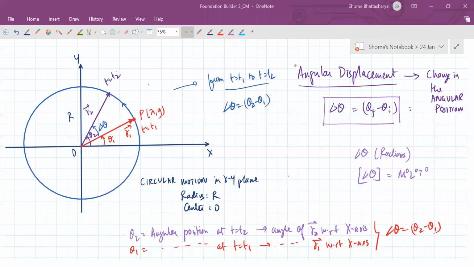So if something, for example, goes from an angular position of 30 degrees to, let's say, 45 degrees, then we'll say angular displacement is 15 degrees. Sorry, 15 degrees will be pi by 12 radians.